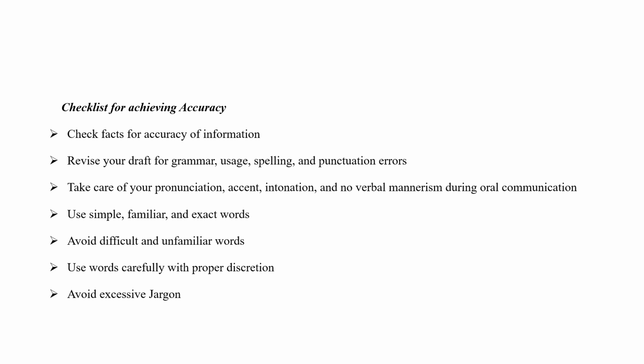Checklist for achieving accuracy. Check facts for accuracy of information. Revise your draft for grammar, usage, spelling, and punctuation errors. Take care of your pronunciation, accent, enunciation, and non-verbal mannerisms during oral communication. Use simple, familiar, and exact words. Avoid difficult and unfamiliar words. Use words carefully with proper discernment. Avoid using excessive jargon.